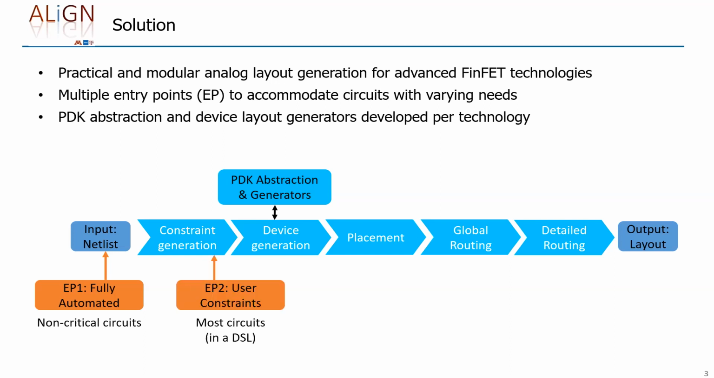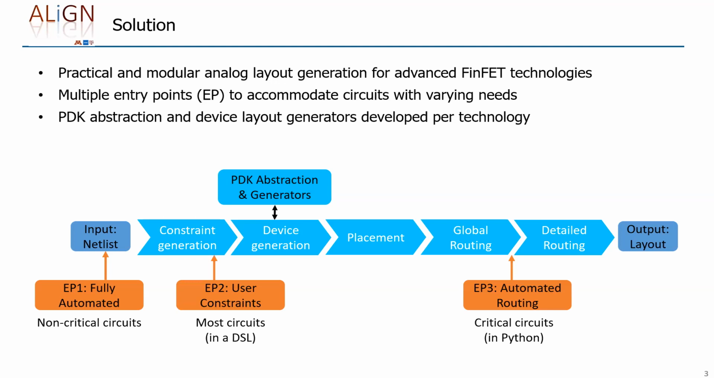For some circuits, this may require assisting the automation, especially the constraint generation, to improve the layout quality. This is specified in a domain-specific language, a custom language that we have been creating. It allows the user to provide placement and routing constraints that are quite simple, just a handful of them, to improve the layout quality.